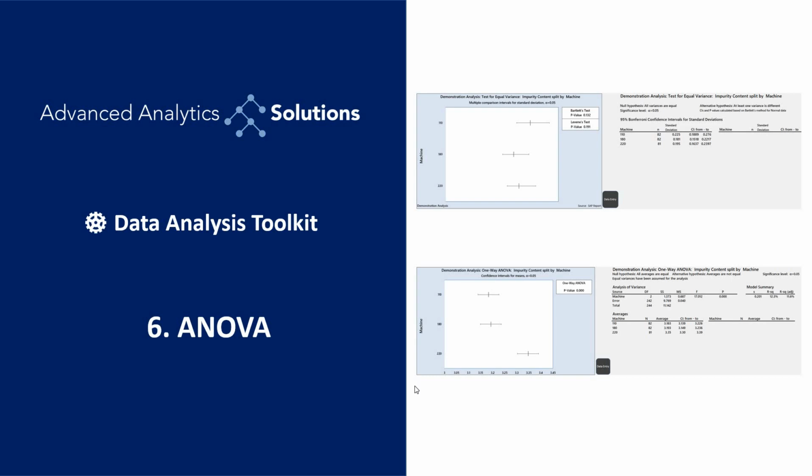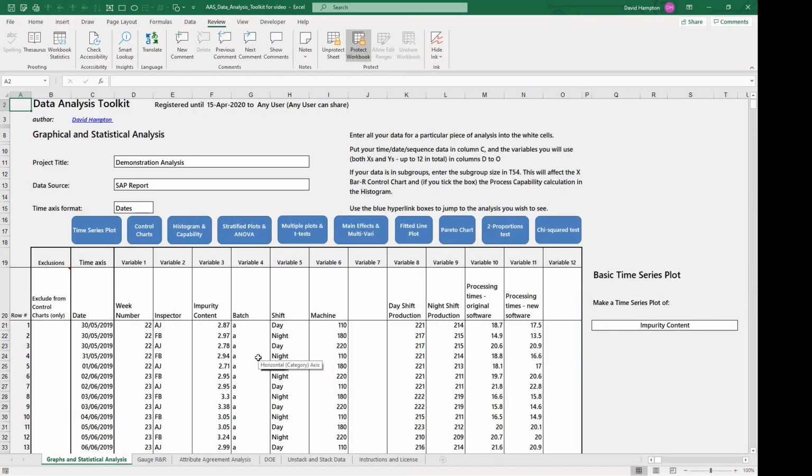In this session, we'll learn how to use the toolkit to compare both the variances and the means of two or more samples using ANOVA. We've been using a case study based on the impurity content of a product that can vary from batch to batch, or between day shift and night shift, or depending on which machine was used. We saw in the video on stratifying data that there seems to be a difference between the three machines. Let's have a look at that again.